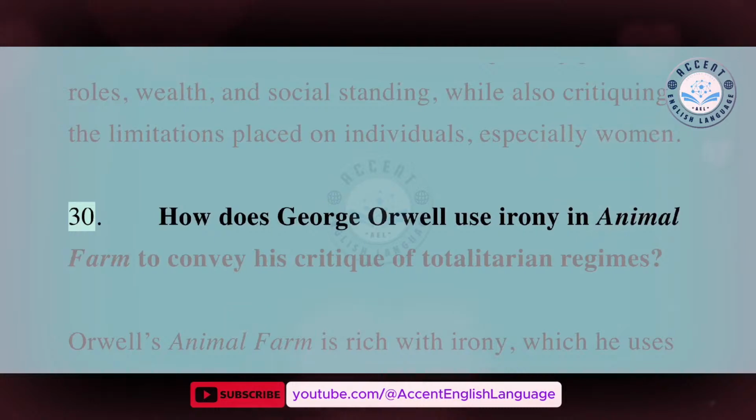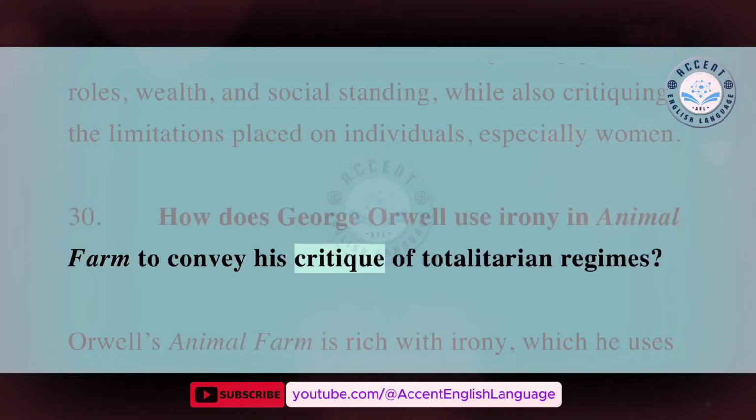30. How does George Orwell use irony in Animal Farm to convey his critique of totalitarian regimes?